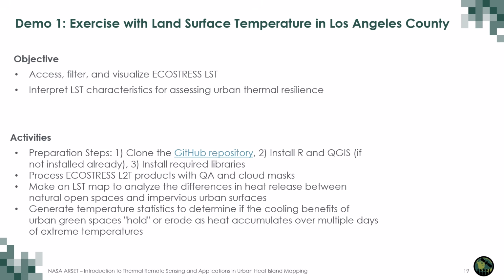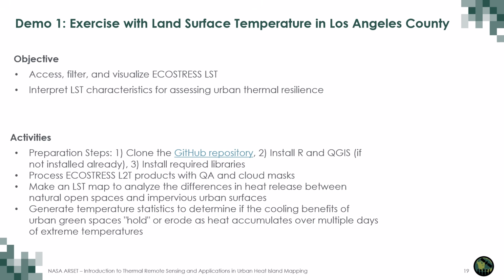The script processes ECOSTRESS land surface temperature products by converting Kelvin to Celsius and applying mandatory QA and cloud masks to ensure only reliable surface temperature pixels are analyzed. The script then defines and isolates specific geographic boundaries for the Chatsworth Nature Preserve and an adjacent commercial area as an example, which allows for a direct comparison of different land covers.